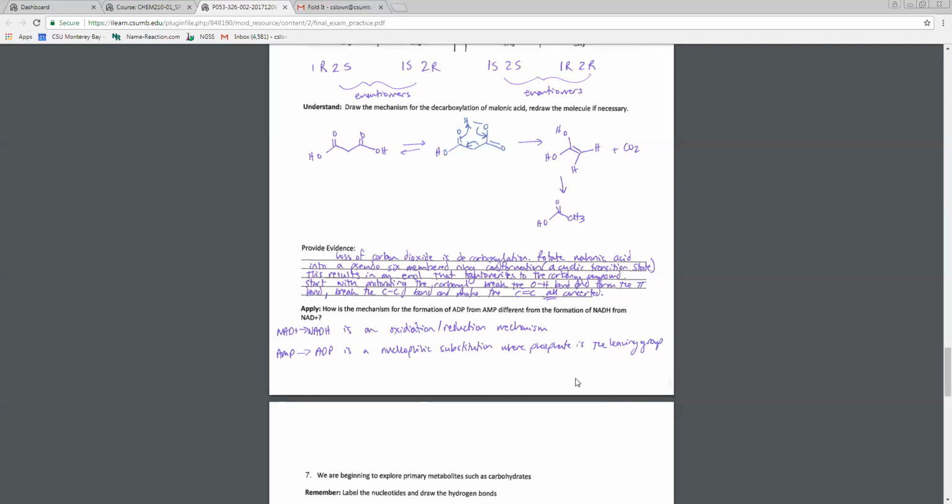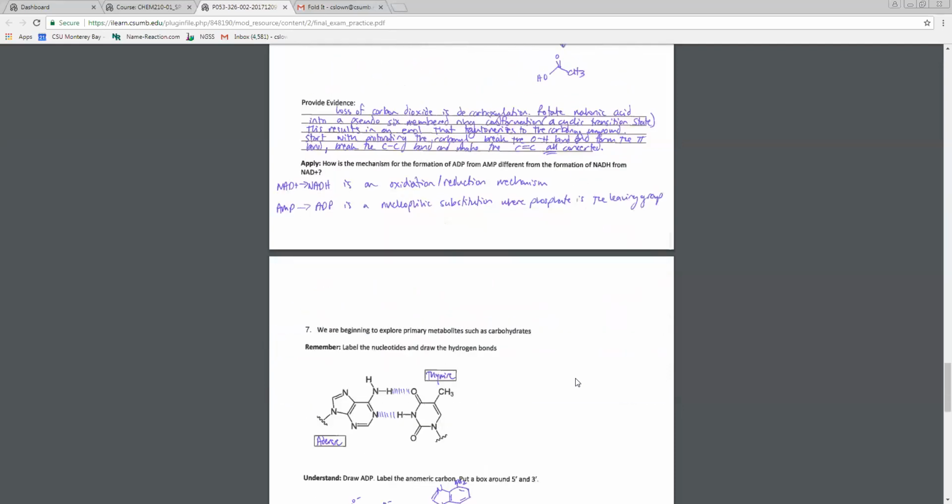How is the mechanism for the formation of ADP from AMP different from the formation of NADH from NAD+? So one is an oxidation reduction mechanism. The formation of AMP to ADP is a nucleophilic substitution where phosphate is the leaving group.